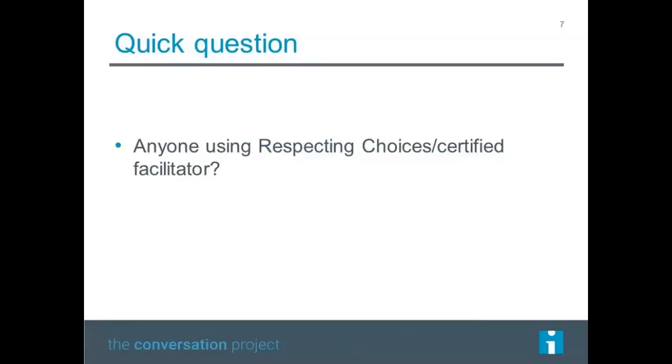If some of you are familiar with Respecting Choices, they were founded through Gunderson Lutheran and now run a whole wonderful program on patient and family-centered care and end-of-life care within healthcare systems. If you're using Respecting Choices or are a certified facilitator, I'd love to connect with you. Pop that into the chat and let me know. We're just trying to see who's using both Conversation Project and Respecting Choices.